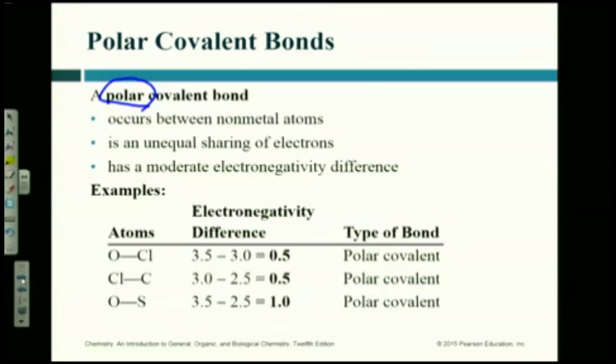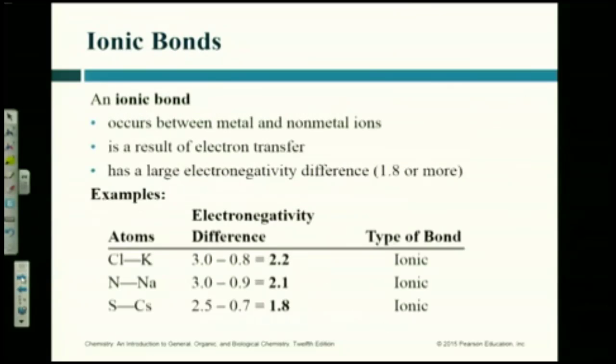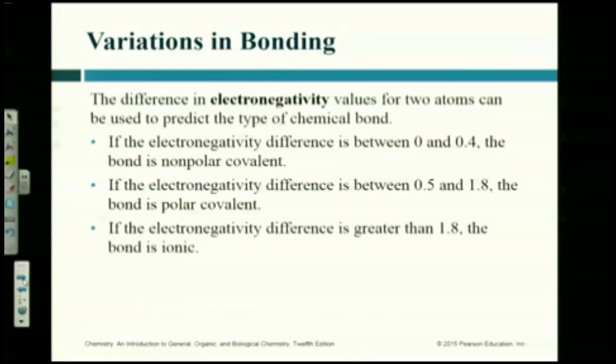Now, when the difference gets really big, it becomes ionic, when it's 1.8 or more. So, this difference in electronegativity values means that the electrons spend more time on one end than the other. The cutoffs your book gives are 0.4 and 1.8. If it's 0.4 or less, nonpolar. From 0.5 to 1.8, polar, and greater than 1.8, ionic.